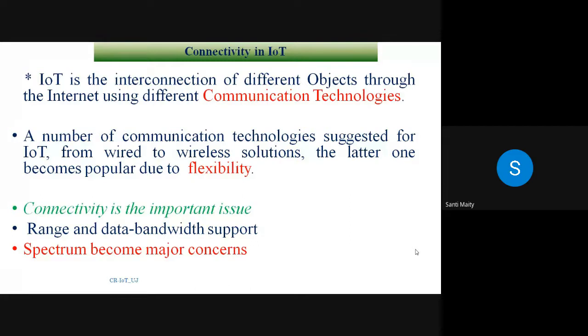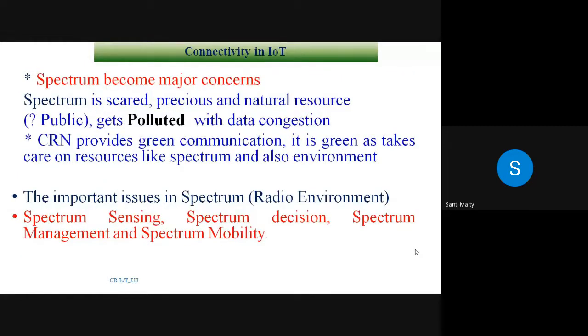We can think of spectrum as a natural resource. Why? Like your air, as it gets polluted, spectrum can also be polluted if there are traffic congestions. In a spatial location, if your spectrum is crowded with several traffic, then obviously the spectrum gets polluted. So spectrum is a costly and scarce resource and possibly a natural resource, and it needs protection from its pollution effects.